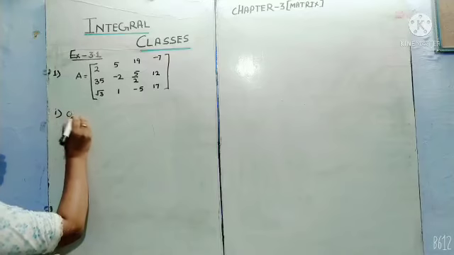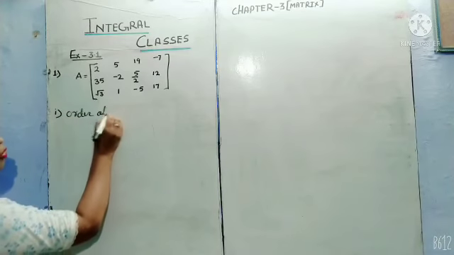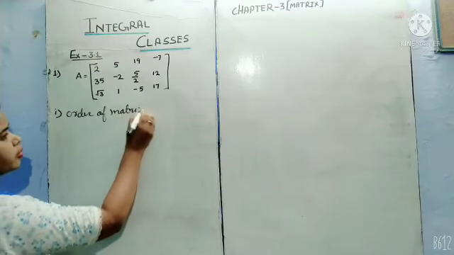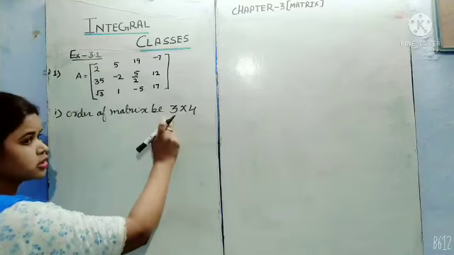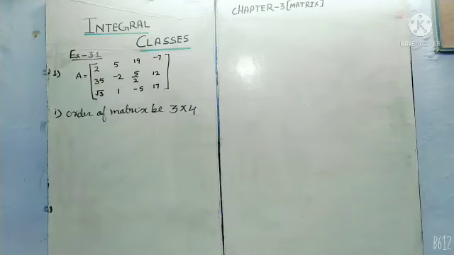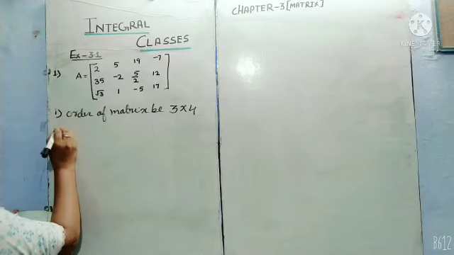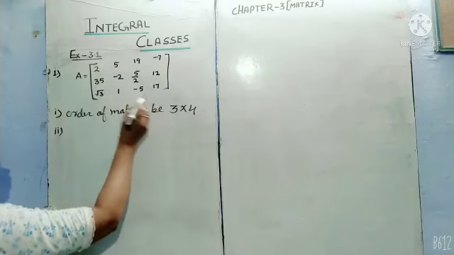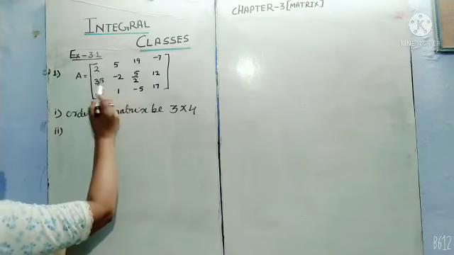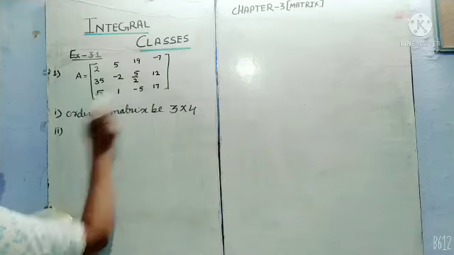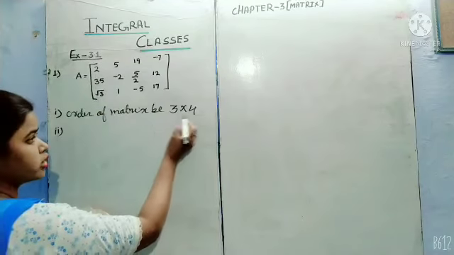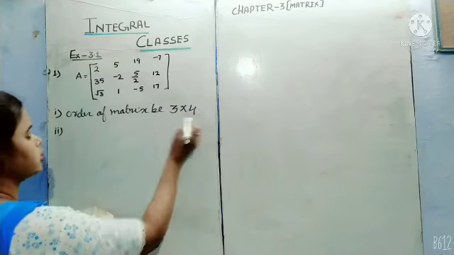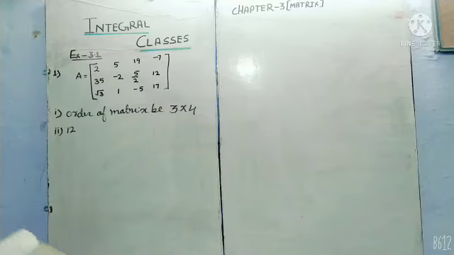So the order of matrix B: 3 rows and 4 columns, it means 3 cross 4. Now question number 2, how many elements are there? If we count here 1 2 3 4 5 6 7 8 9 10 11 12. If you want the number of elements, we multiply rows and columns, then we get the elements also. 3 fours are 12. So it is the answer.